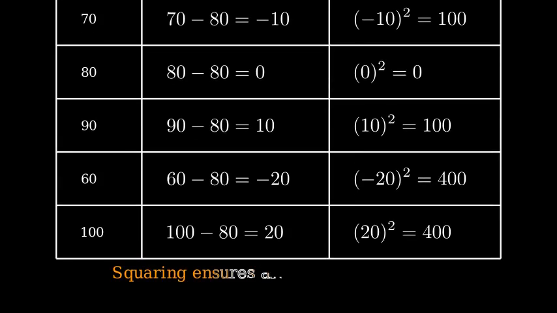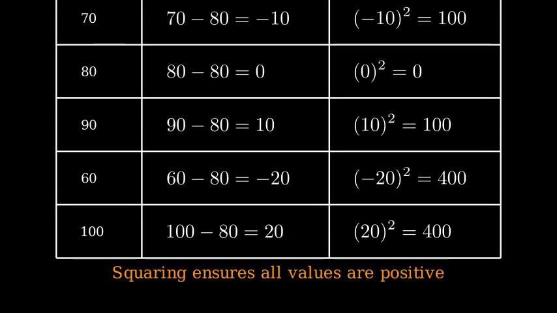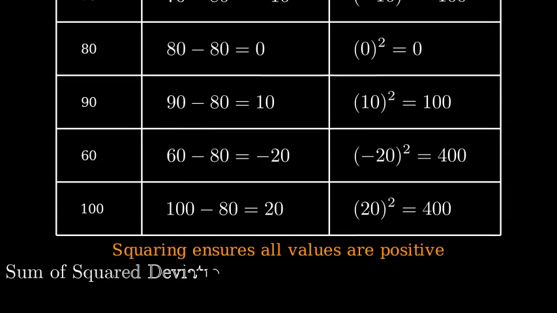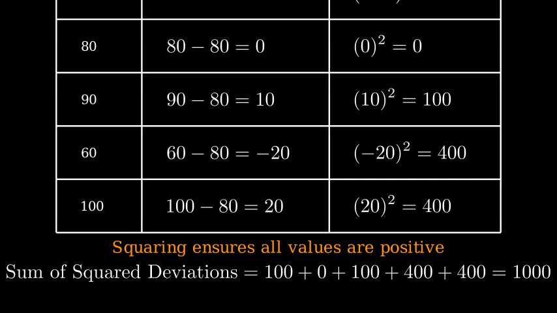Now, we need to square each deviation. Squaring the deviations ensures all values are positive and gives more weight to points farther from the mean. Next, we sum the squared deviations. 100 plus 0 plus 100 plus 400 equals 1,000.